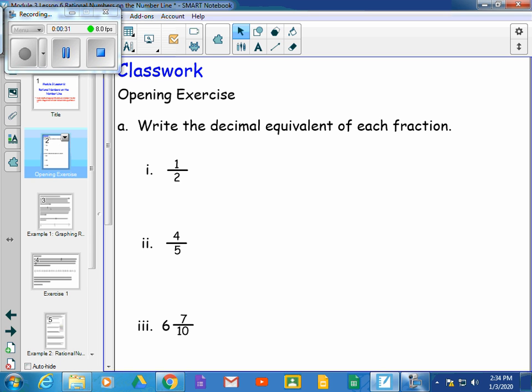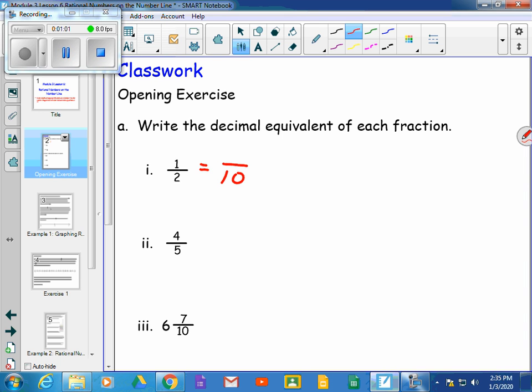In Part A, the directions say write the decimal equivalent of each fraction. So we're going to make each of these fractions into a decimal. If you remember back to previous lessons, we said that we could change any fraction into a decimal if the denominator is a 10, a 100, or a 1,000, because those numbers hold the place values in a decimal. Well, since I have 1 over 2, I can make it into something over 10.